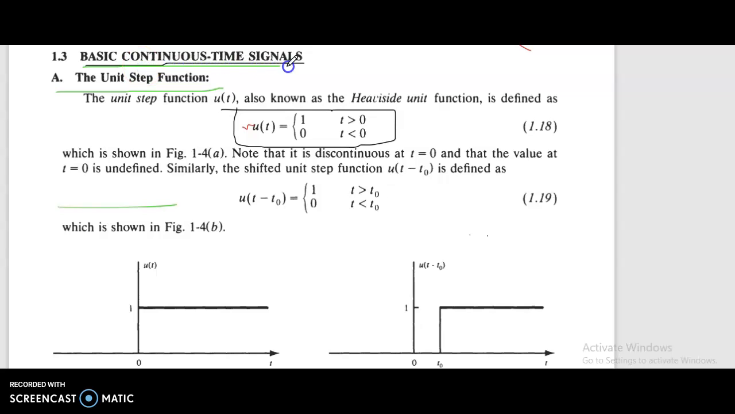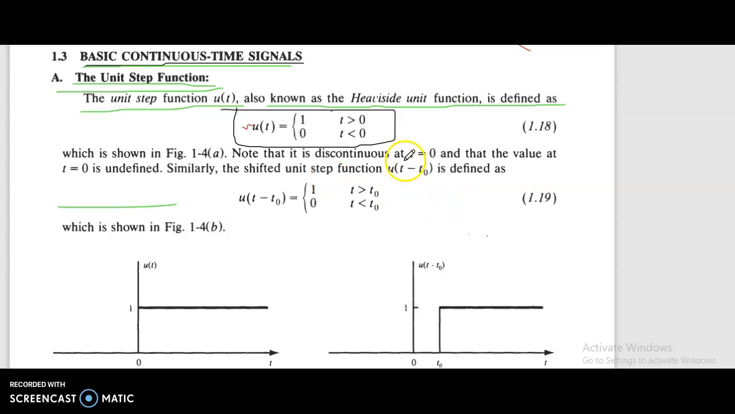Basic continuous time signals. The unit step function u of t, also known as the Heaviside unit function, is defined as u of t equal to 1 when t is greater than 0, and 0 when t is less than 0, which is shown in figure 1.4a.